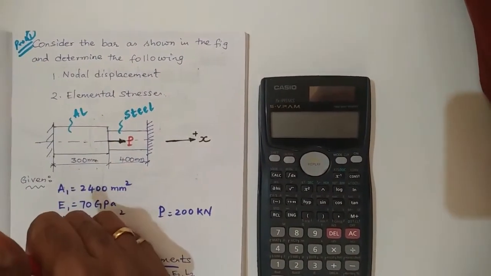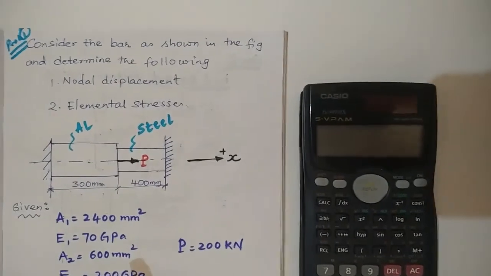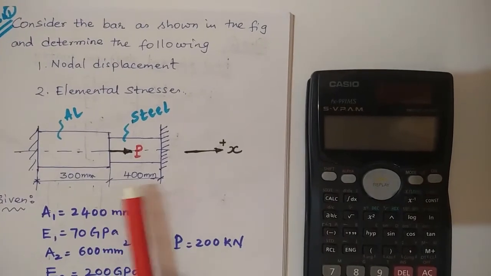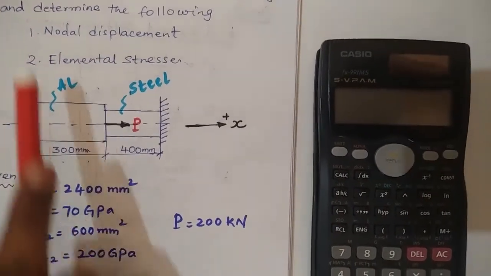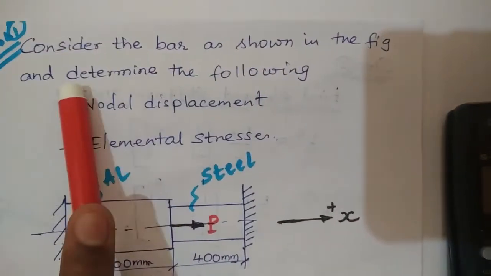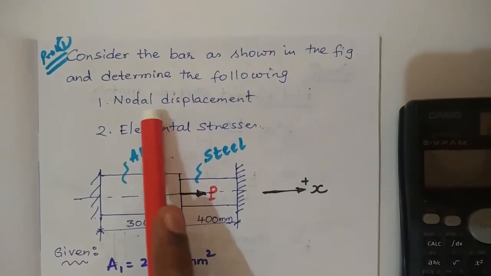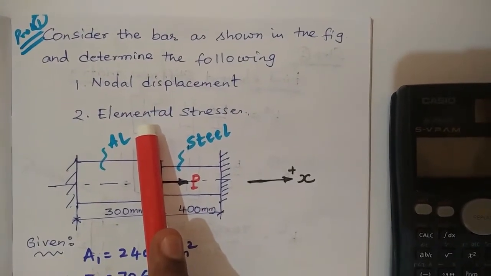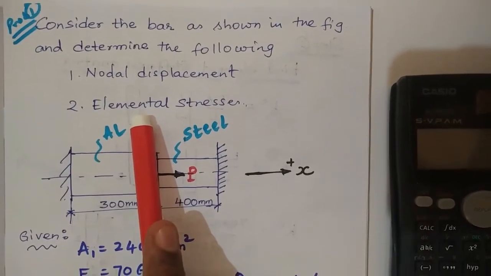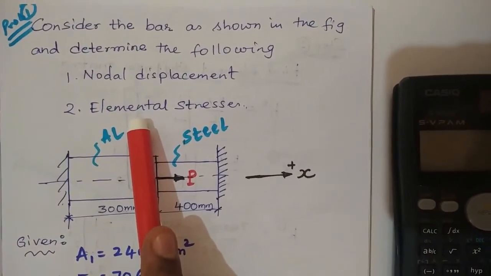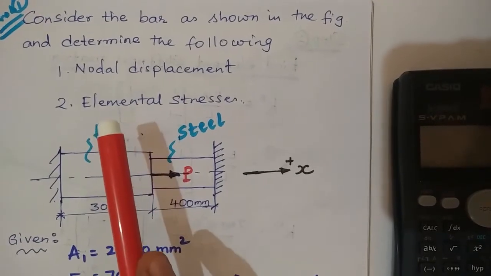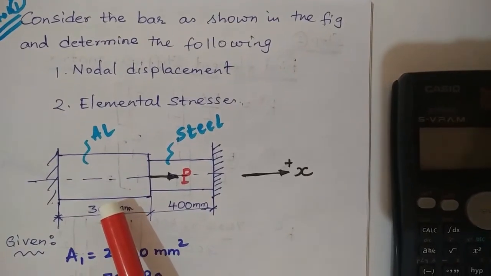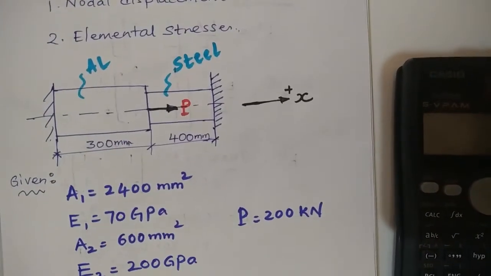Good morning, students. Today we shall work out a simple numerical on using 1D bar element on a structure as shown in this particular figure. You can see, consider the bar as shown in the figure and determine the following unknowns: nodal displacement, element stresses. You need to do this by hand calculation using your basics of finite element methods which you have learnt in your previous section, that is discretization and finding out the element stiffness matrix, later on assembling it, applying the boundary condition and find the unknowns.